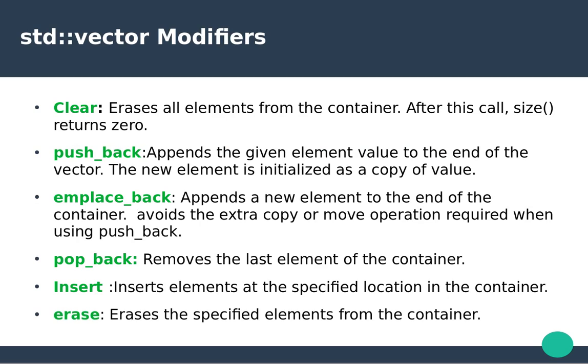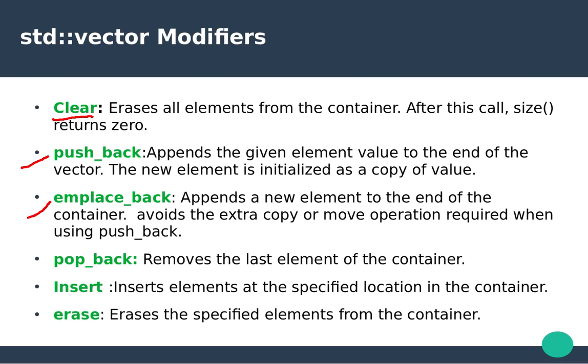How can I modify values in the vector? There are many modifiers. The first method is called clear. Calling this method will erase all elements from the container. After this call, the size of the vector will be 0. Push_back is used to add elements at the end of the vector. The new element is initialized as a copy of value.